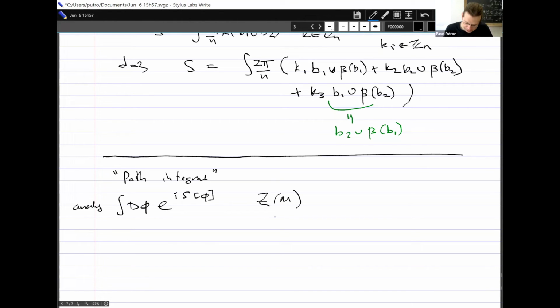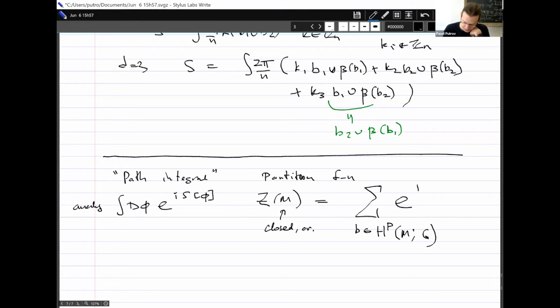So in our case, let's consider this partition function and assume that M is closed, oriented. We need to integrate over all possible fields, and here it will be just a sum over the fields valued in the p-th cohomology with coefficient G of exp(i S(B)). In principle, there could be some normalization factor, and we have to figure this out in order to actually calculate some values of the partition function.